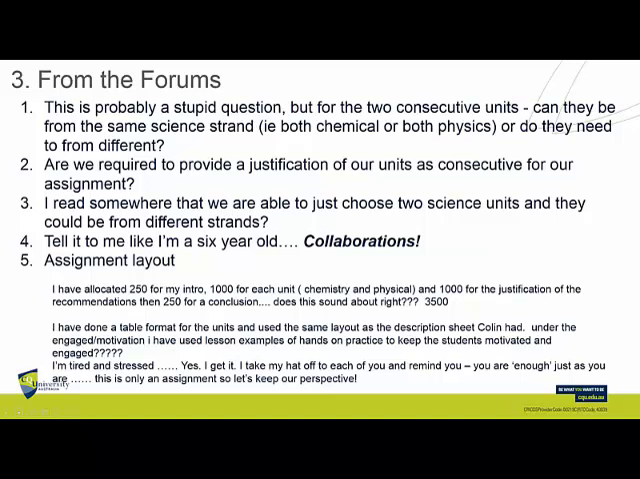Second forum question that's popping up regularly: are we required to provide justification of our units as consecutive for our assignment? Look, I think it makes sense to a reader. You just can't say, oh, look, I walked into a bar and I plucked these 2 units out of my pocket and therefore I'm doing my assessment this way. Or these 2 units fell out of the sky.